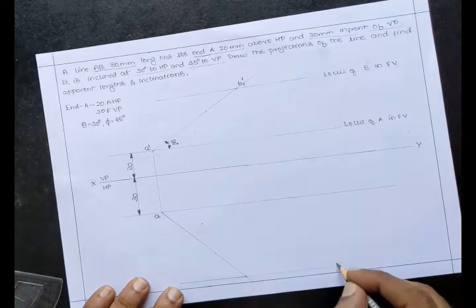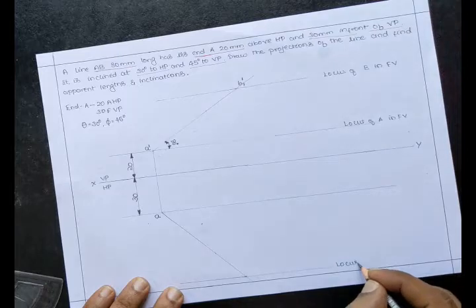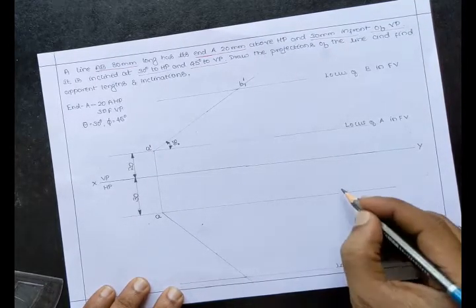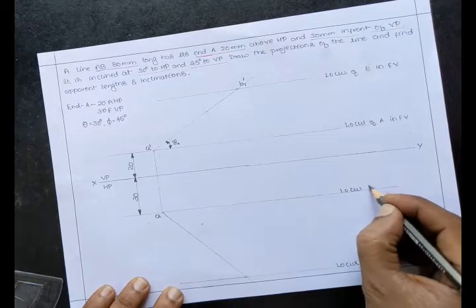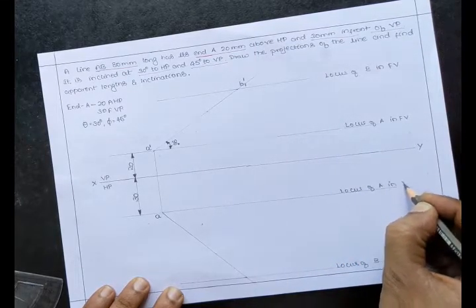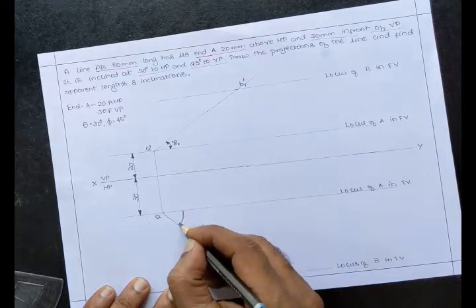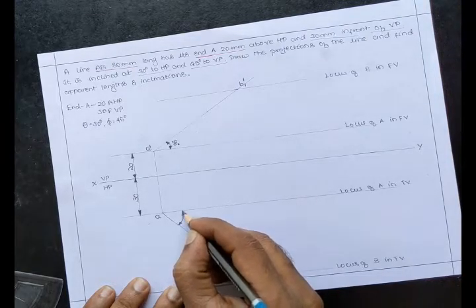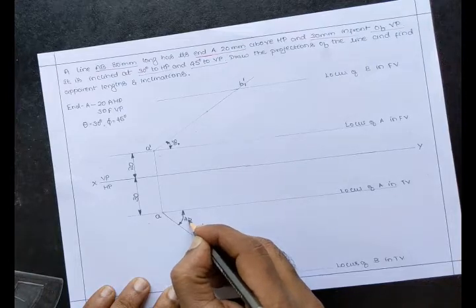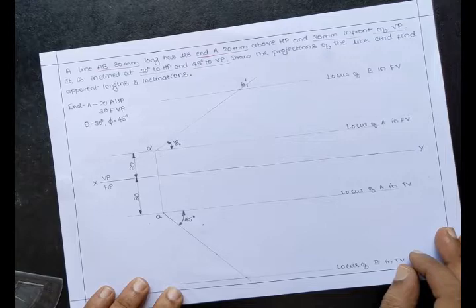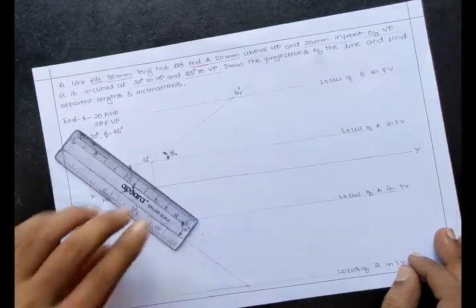So this is the locus of B in top view. This is the locus of A in top view, and this angle is 45 degrees. This angle is 45 degrees. So I draw the true length equal to 80 millimeter.